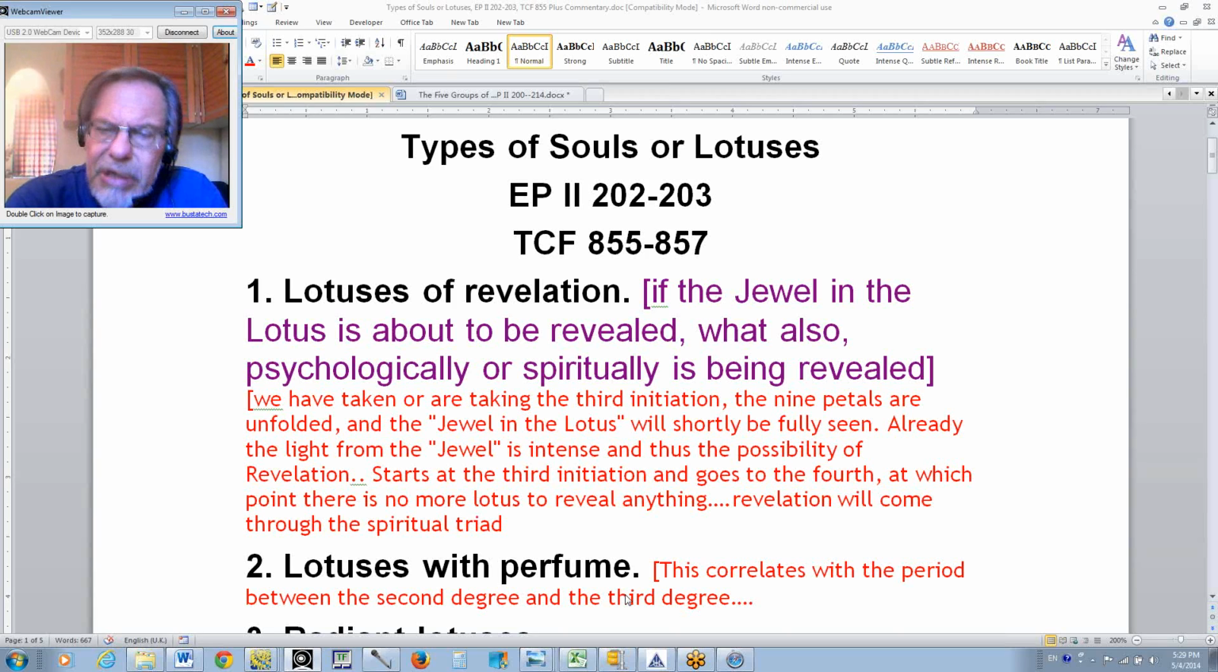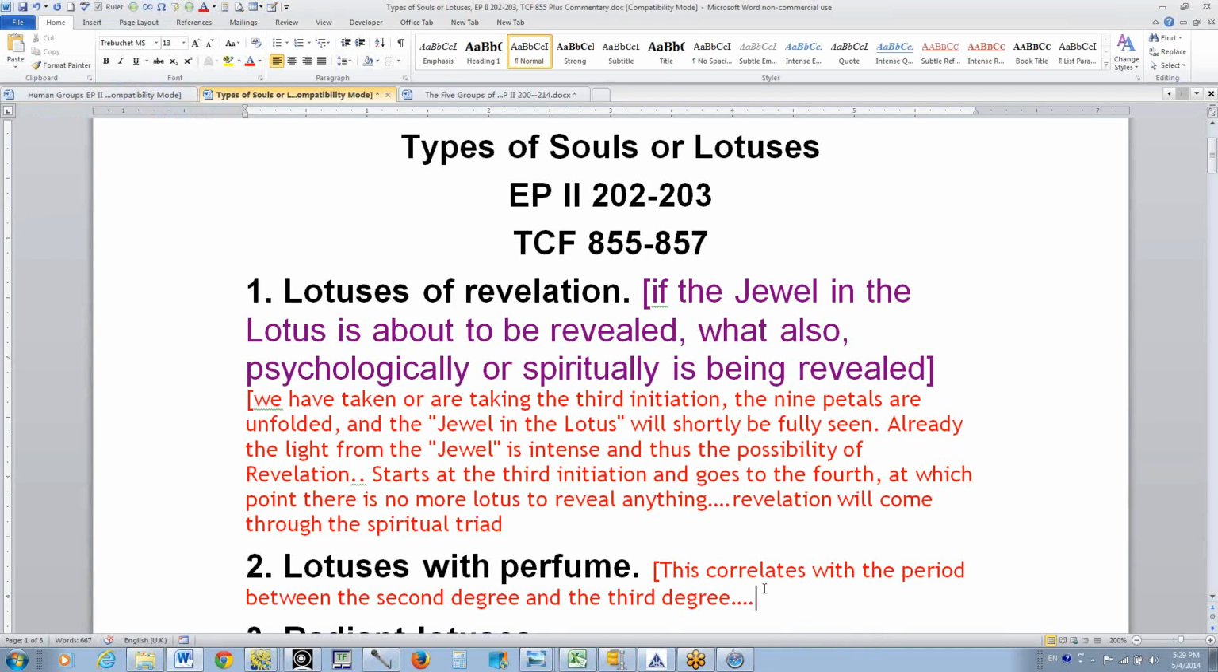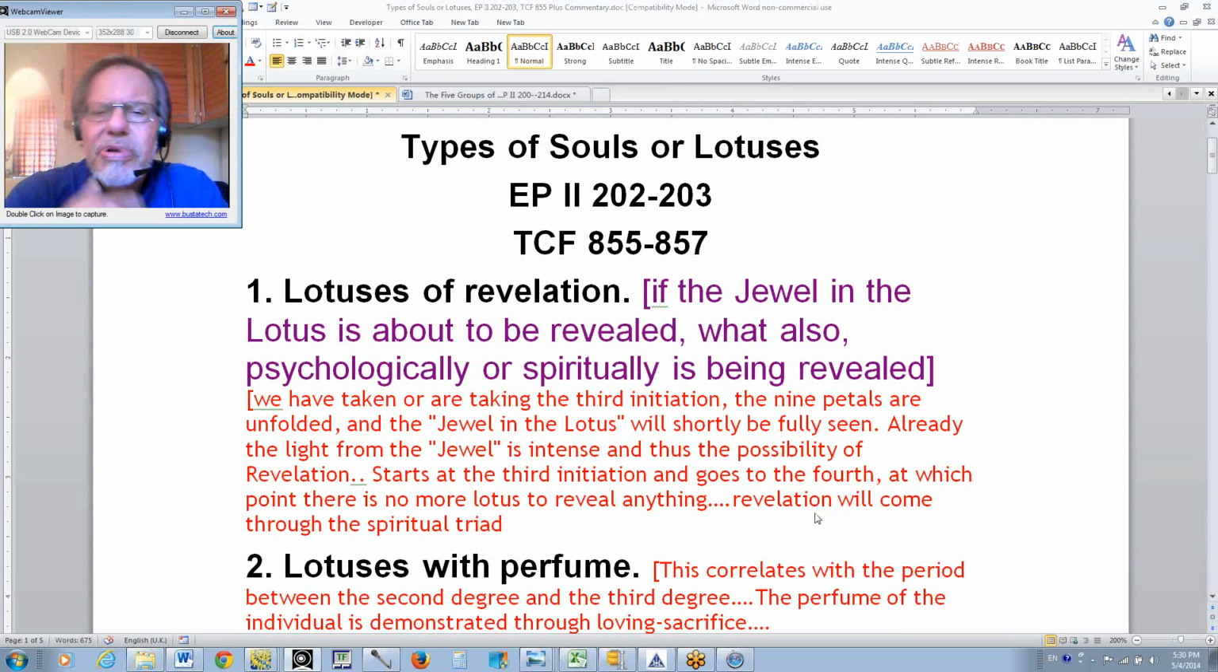The opening of that petal will not be complete until the third, but it's mostly open, and the sixth petal unfolds fully at the second degree. So there is a very strong magnetism created through loving sacrifice. Let's just say the perfume of the individual is demonstrated through loving sacrifice. So we'll get into the different ways in which this sacrifice occurs. The sacrifice of all forever is occurring when the ninth petal is completely unfolded, but the eighth petal unfolding will give us that magnetism which occurs when the person is so selfless that they are harmoniously related to the wholeness.